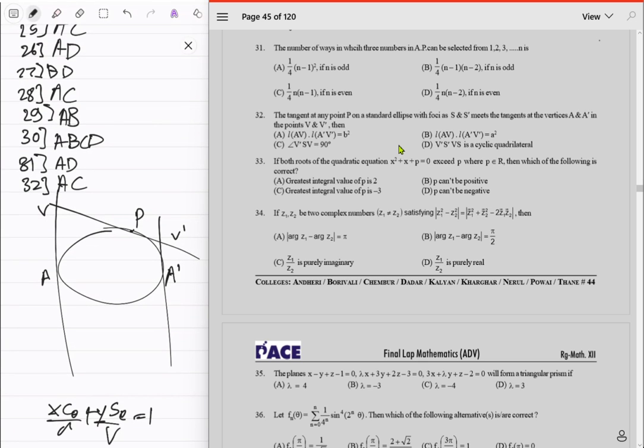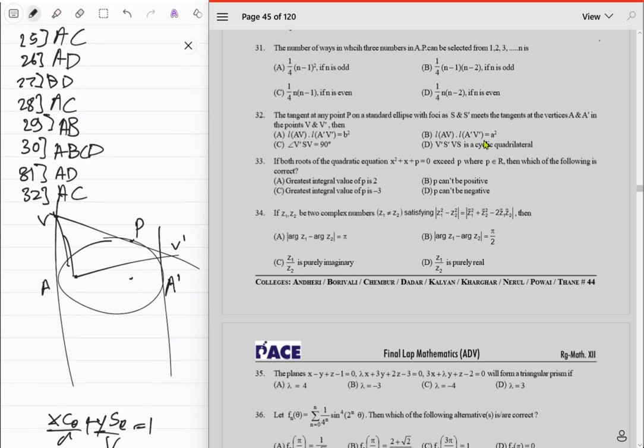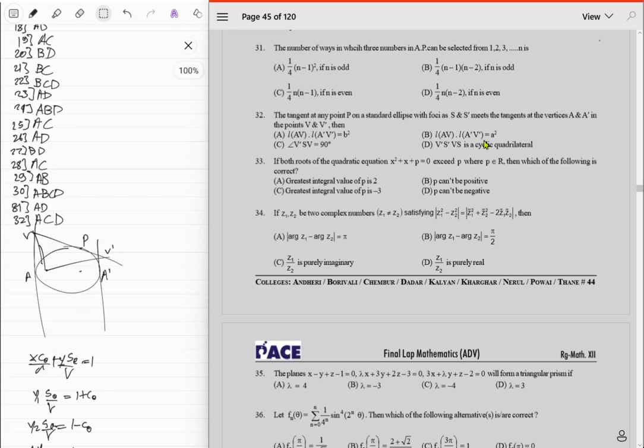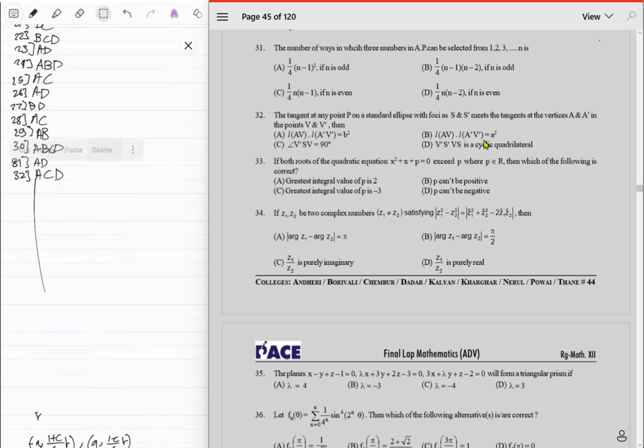And what else is there? This is a cyclic quadrilateral. This is the diameter of your circle, and then this happens. Well, yeah, it is a cyclic quadrilateral, so D is correct. Next question, 33.